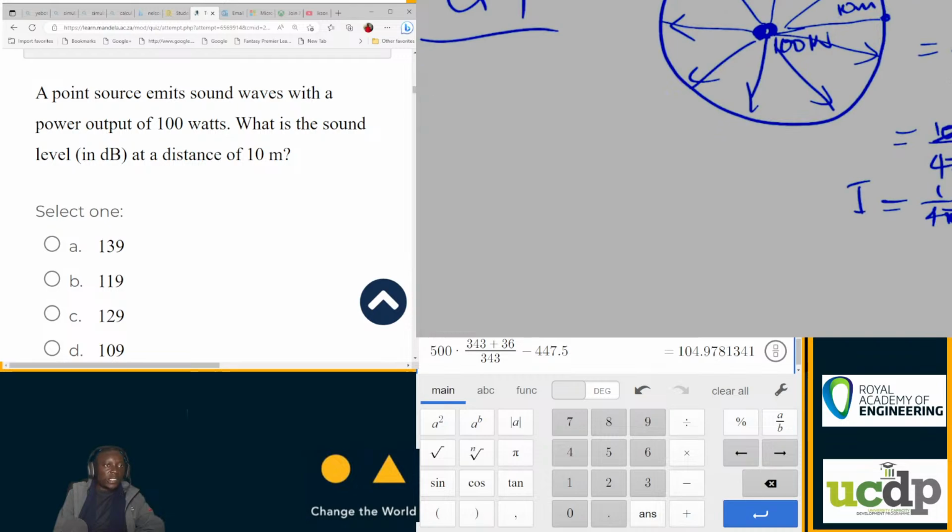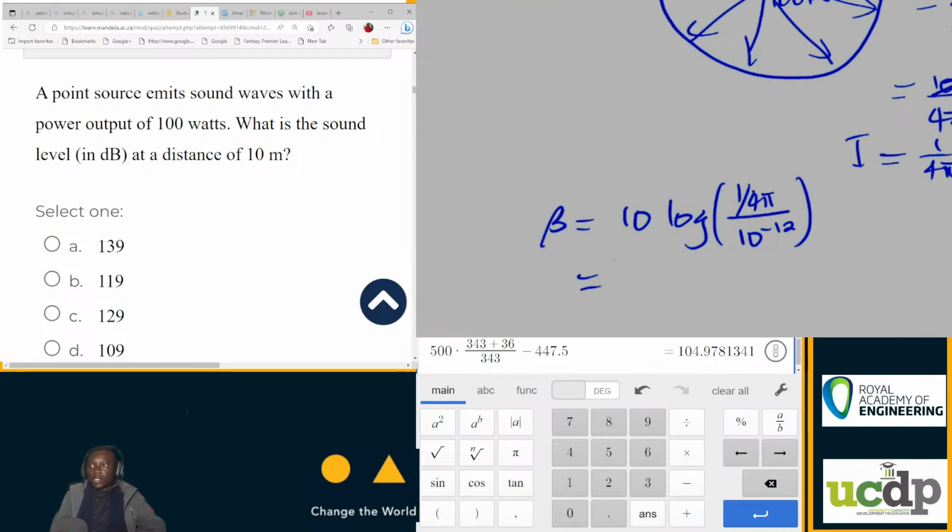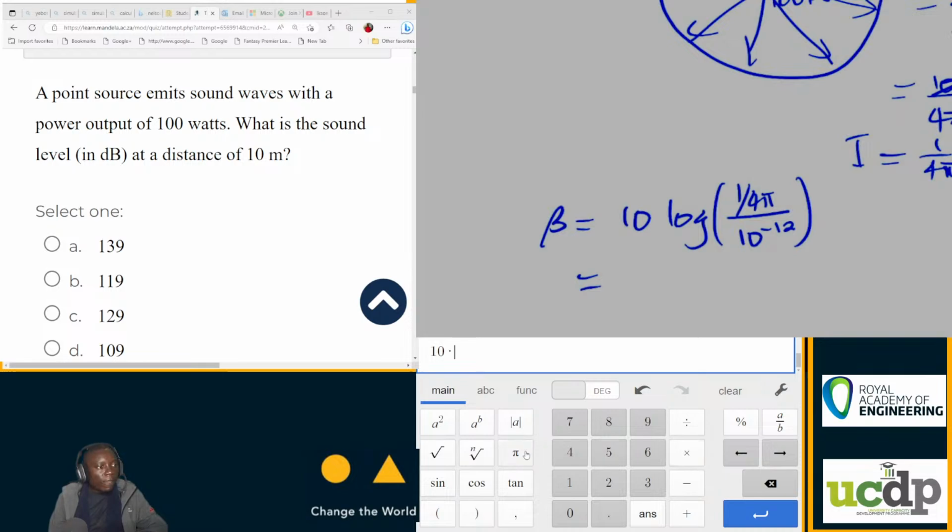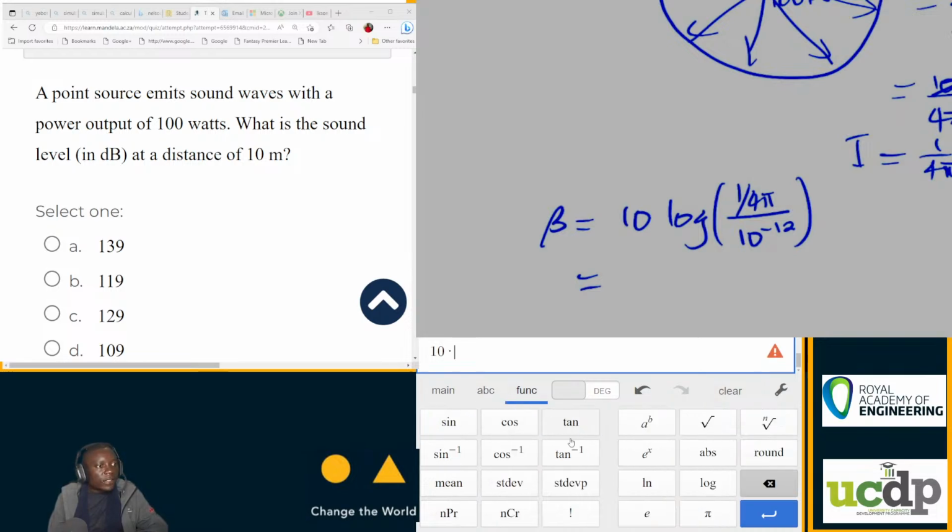Now we need to express this in dB. So dB is 10 log the intensity, 1 over 4 pi watts per meter squared, divided by 10 to the negative 12 watts per meter squared. So what will this give us? Let's see what this gives us. Enter. We've got 10 multiplied by the log function. Do I see log somewhere? Yes, there's log.